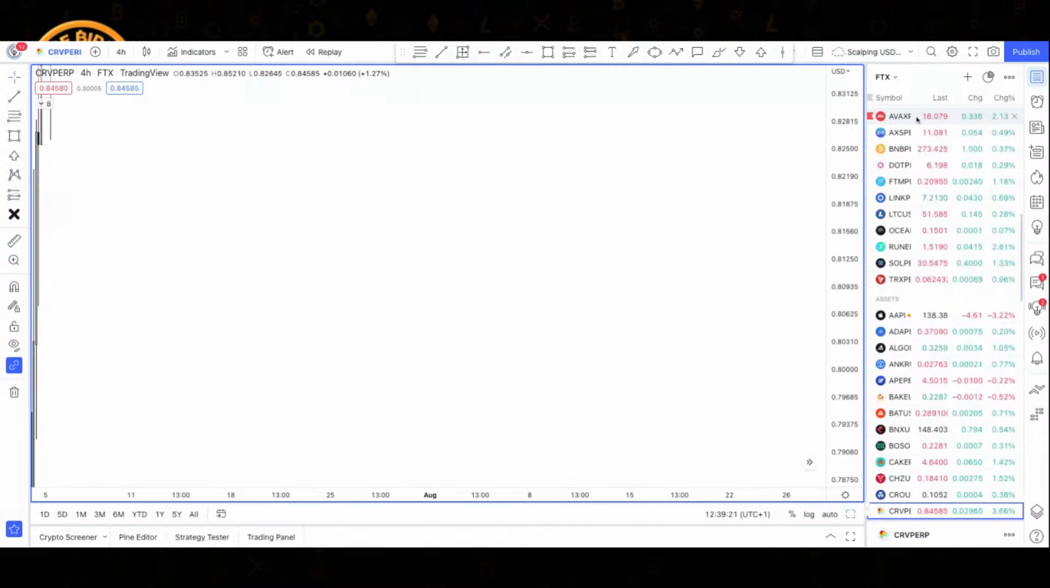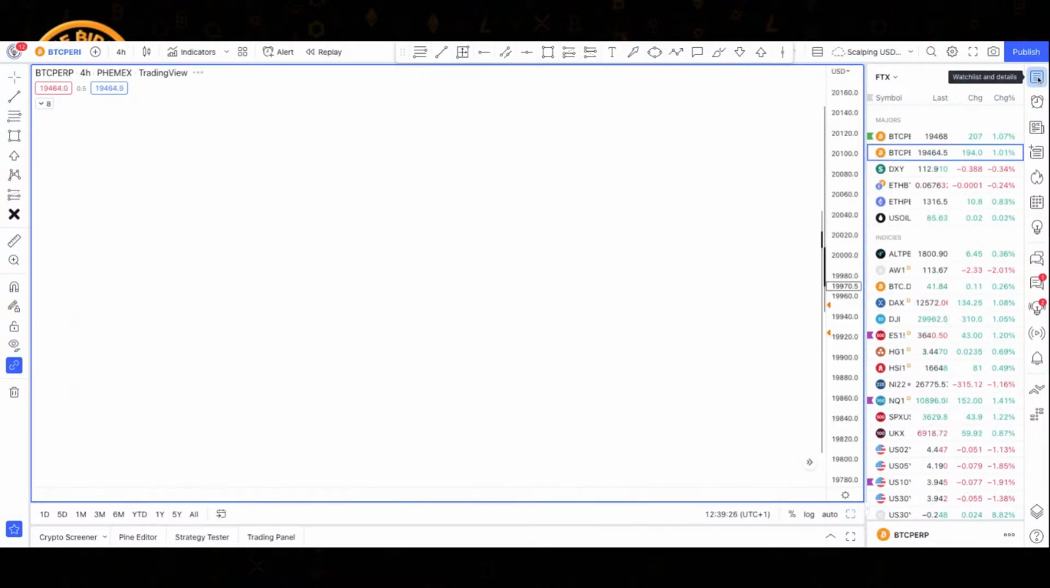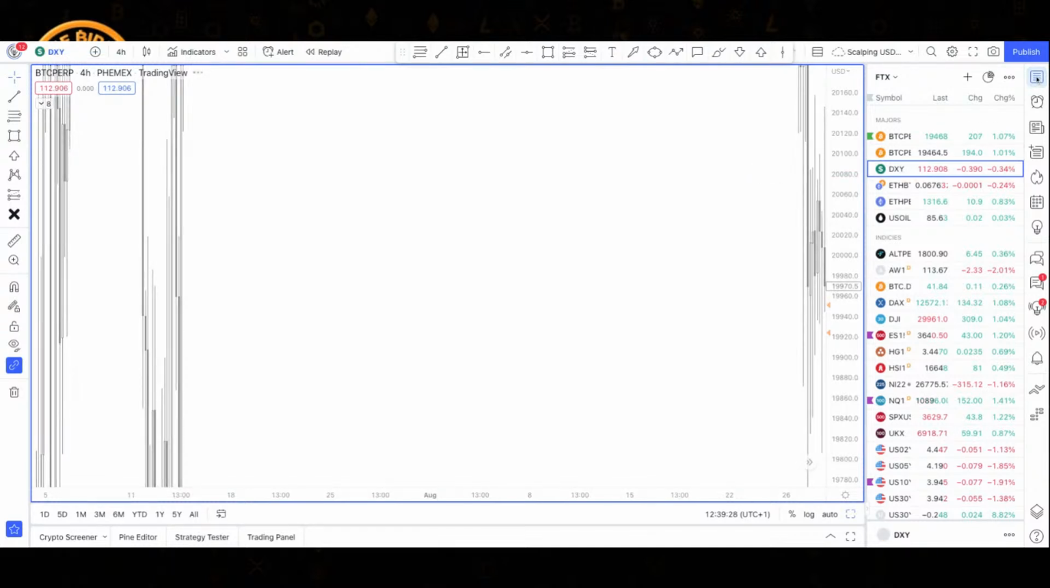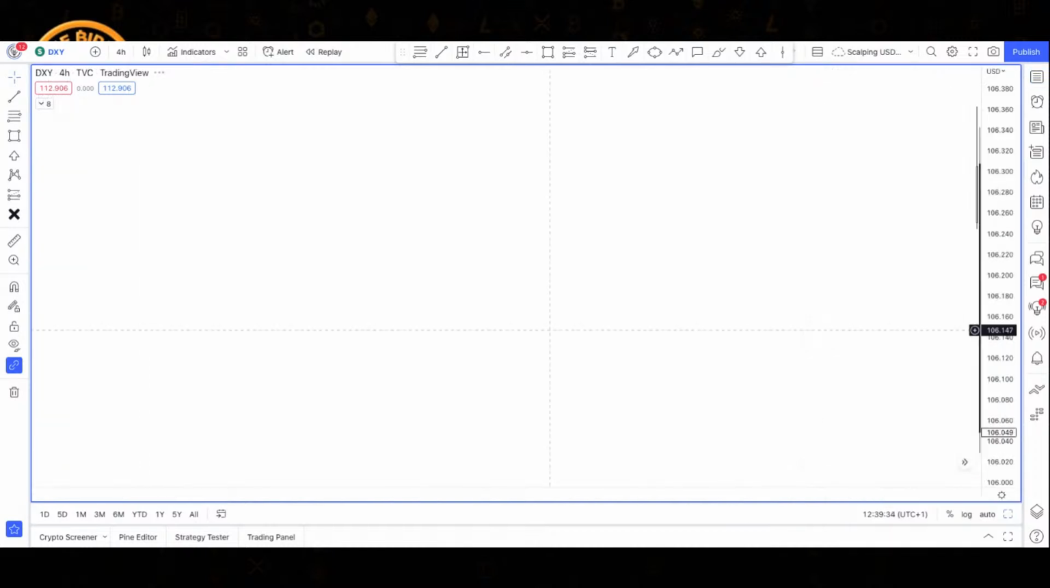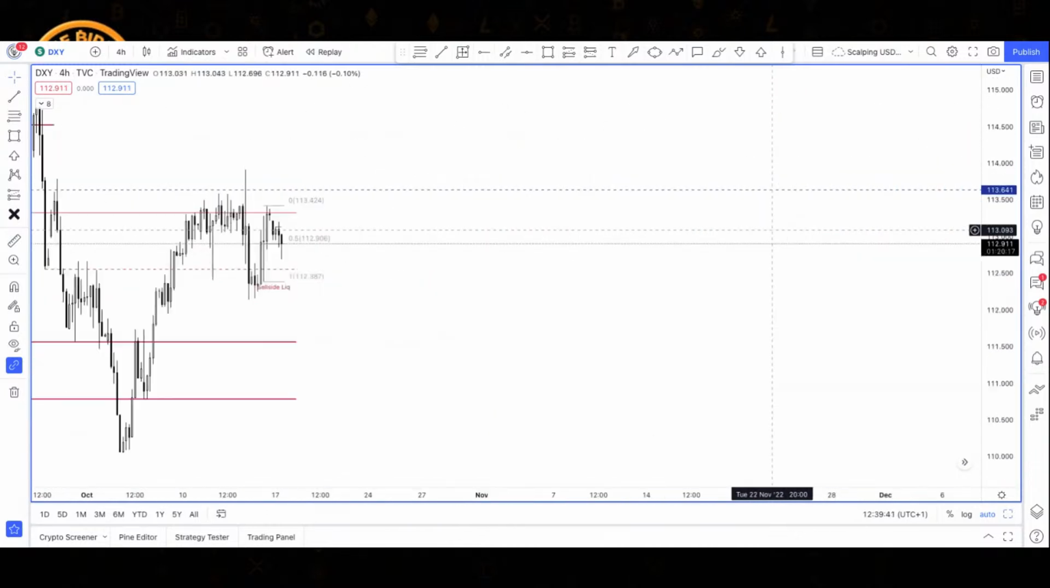So let's have one last quick look at Bitcoin, and then let's take a look at the DXY. We've taken a look at Bitcoin, I'll just be going over old ground. We know where we are. We've run buy-side liquidity now. If we start to break down, then we go and hunt for sell-side liquidity. If we keep pumping higher, then we've got our higher targets.